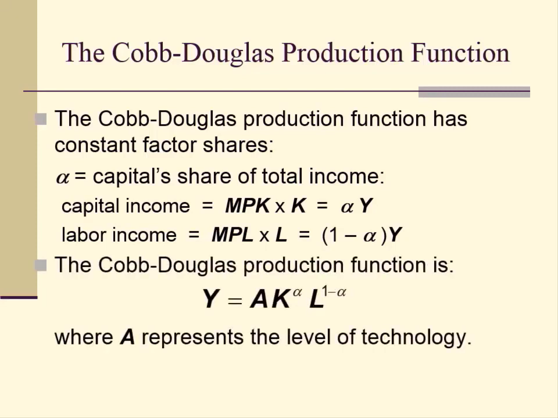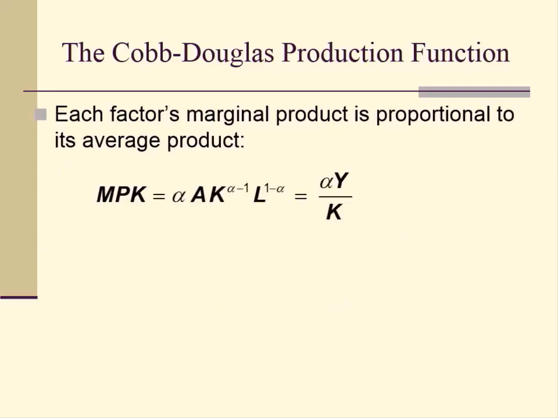And as the Cobb-Douglas production function says, Y equals A times K to the alpha times L to the 1 minus alpha. Each factor's marginal product is proportional to its average product. That is, MPK using the Cobb-Douglas production function should equal the partial derivative with respect to K of the Cobb-Douglas production function, which equals alpha times A times K to the alpha minus 1 times L to the 1 minus alpha, and that should equal alpha times Y over K, which is equal to alpha times the average product of capital.